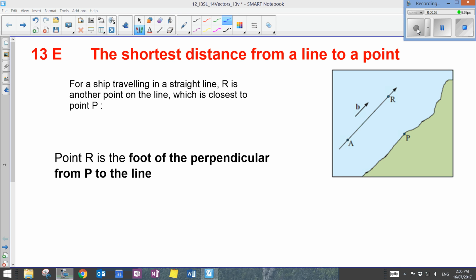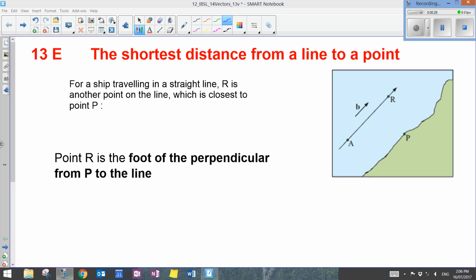Hello, IB. We're looking at 13E, which is now the shortest distance from a line to a point. So when we are talking about anything with linear motion, maybe a boat that's traveling in a linear direction that passes a stationary point, it could be a buoy, it could be a port, whatever. We want to know when they're actually at the closest distance to one another.